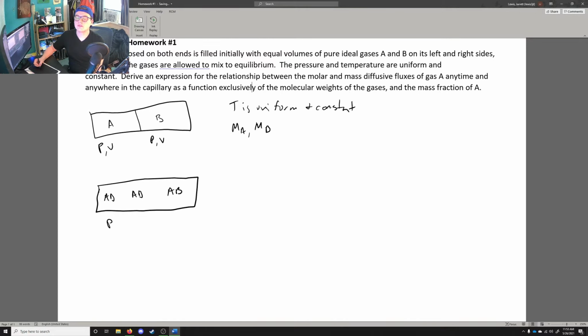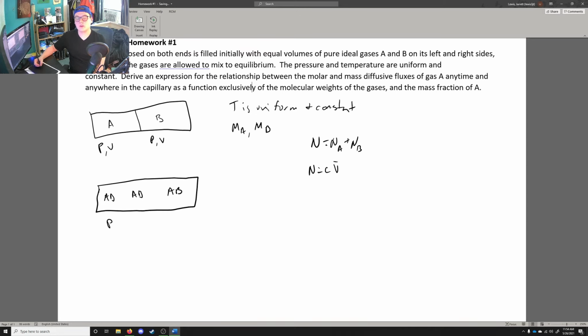So we can take the equations that we already know. The total molar flux is equal to the sum of the molar fluxes of each component gas, A and B. But we also know that the molar flux is equal to the molar concentration times the molar average velocity.